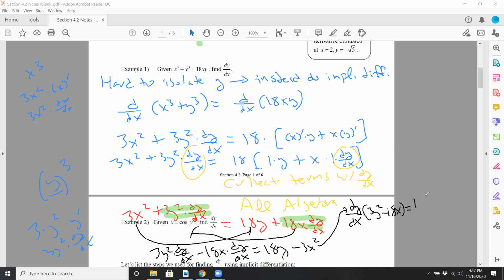Ooh, that's not going to work because my screen's cracked. Equals 18y minus 3x squared. Oh, goodness. Try this again. 18y minus 3x squared on the right side there.